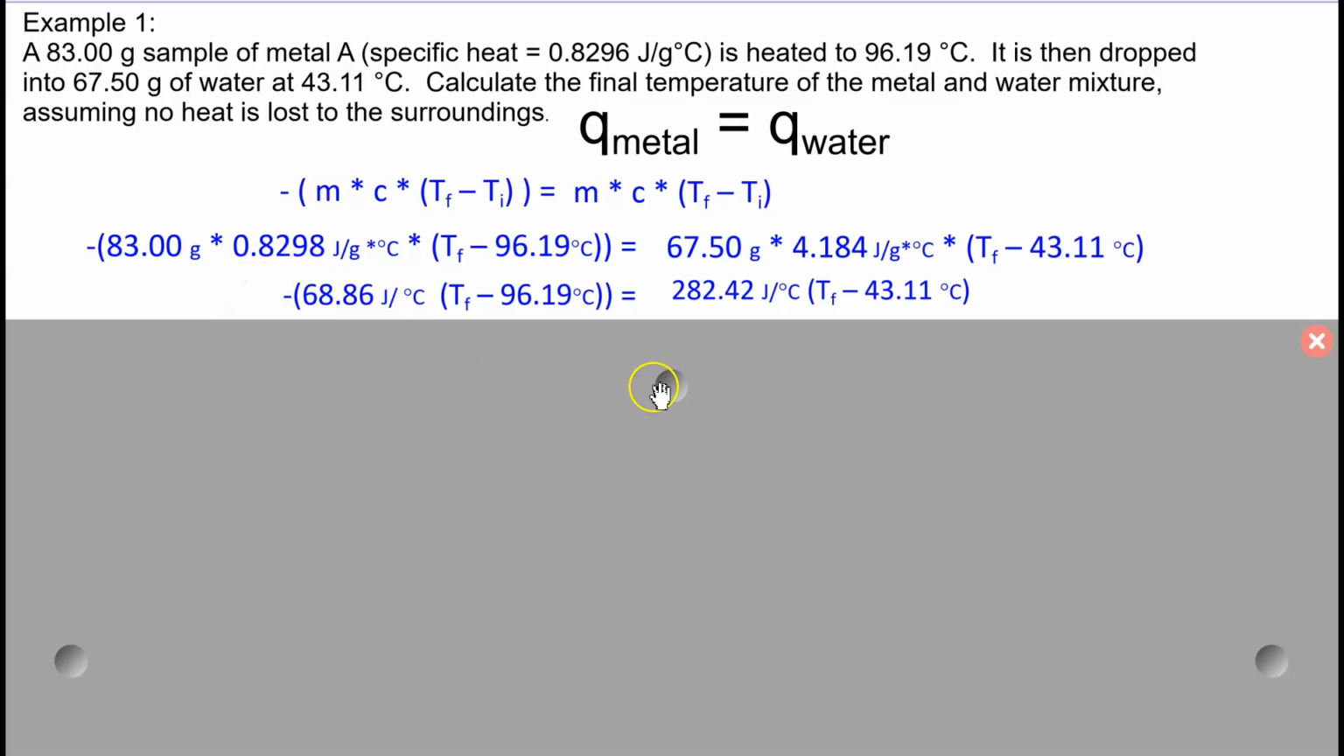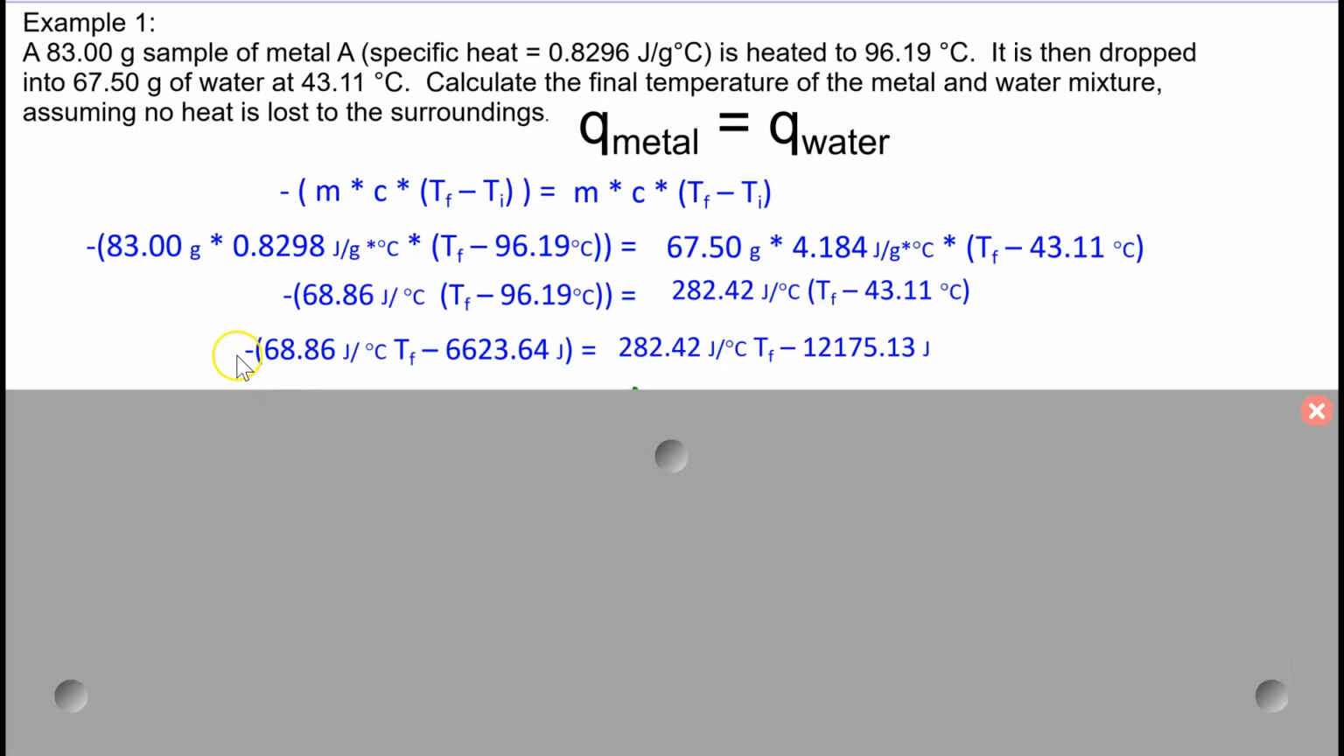Next step is to distribute or multiply the numbers through. So that's what I did here. Kept my negative out here still. I took the 68.86 and multiplied by T, and the 68.86 times T and 68.86 times 96.19. When I did that, I got this. 68.86 times T is 68.86T, and 68.86 times 96.19 is 6623.64. And you can see how units cancel as you look at this.